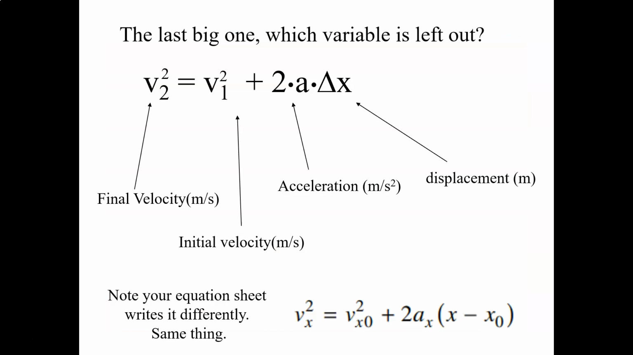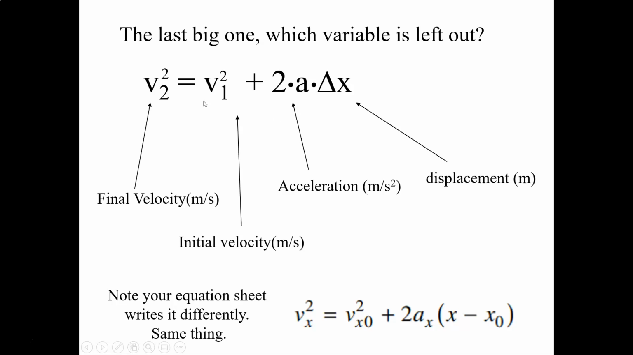So this is the last big equation for this unit. V2 squared equals V1 squared plus 2a delta x. And the big variable that's left out here is time. Time is not mentioned in this equation. So if you're missing time and you're not given time in the problem, this is probably the equation you want to look at.